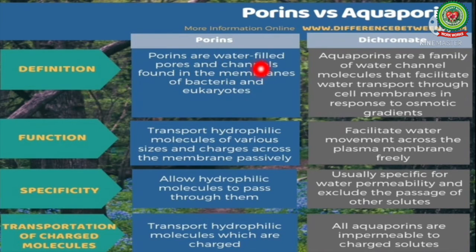Porins are water-filled pores and channels found in the membranes of bacteria and eukaryotes. Aquaporins are a family of water channel molecules that facilitate water transport through cell membranes in response to osmotic gradient. Main function: transport hydrophilic molecules of various size and charges across the membrane passively. Aquaporin facilitate water movement across the plasma membrane freely.